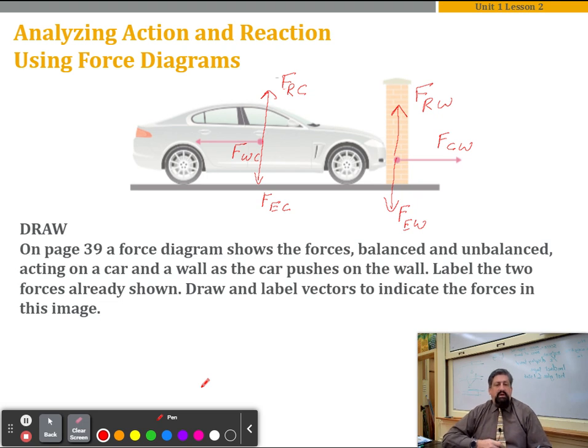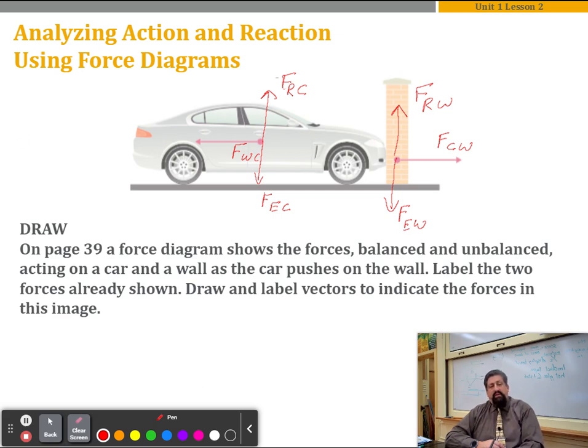Now, there may be other forces. There may be a force of friction. The car may be accelerating toward the wall when it hits it, so it may be pushing against the road, but we would be making assumptions if we put those forces in. So we're just going to say the car is not pushing on the road, and the road's not pushing on the car with any net force that would cause acceleration of the car.